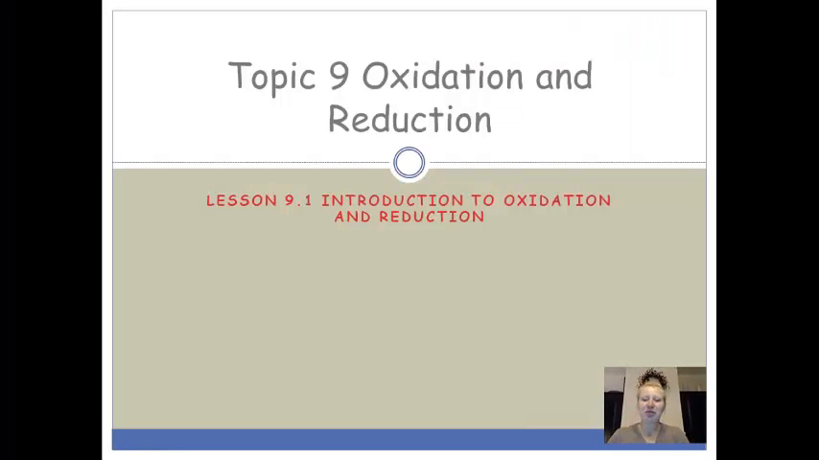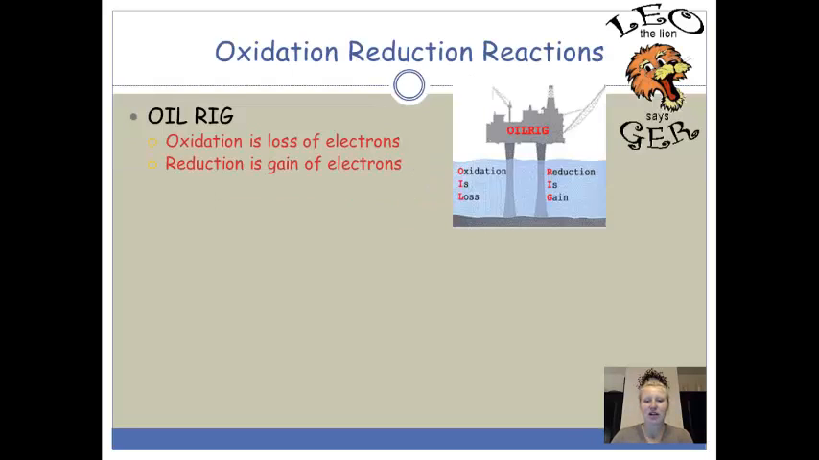This is lesson 9.1, Introduction to Oxidation and Reduction, or Redox reactions. Oxidation-reduction reactions involve the transfer of electrons. And there's two easy ways to remember which is which. The first moniker that I like to use is called OIL RIG, which means oxidation is the loss of electrons and reduction is the gain of electrons.